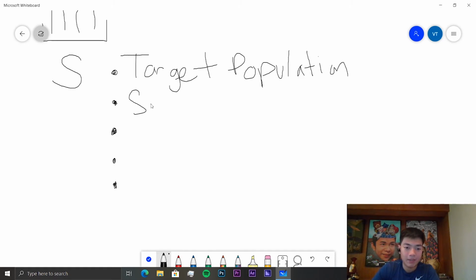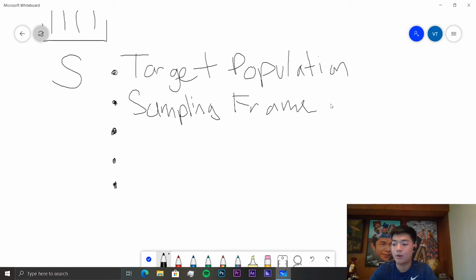And then we have the sampling frame, which is the list of items within the target population from which we can take our sample. So this is effectively the sample, this is the population. Next we have the sampling unit.